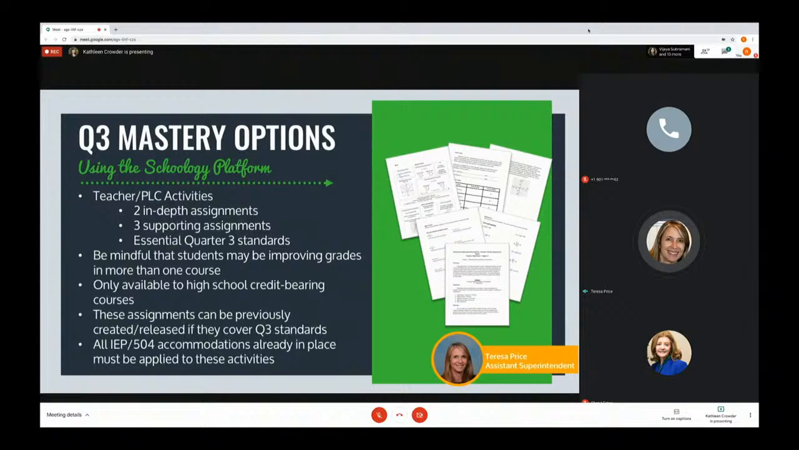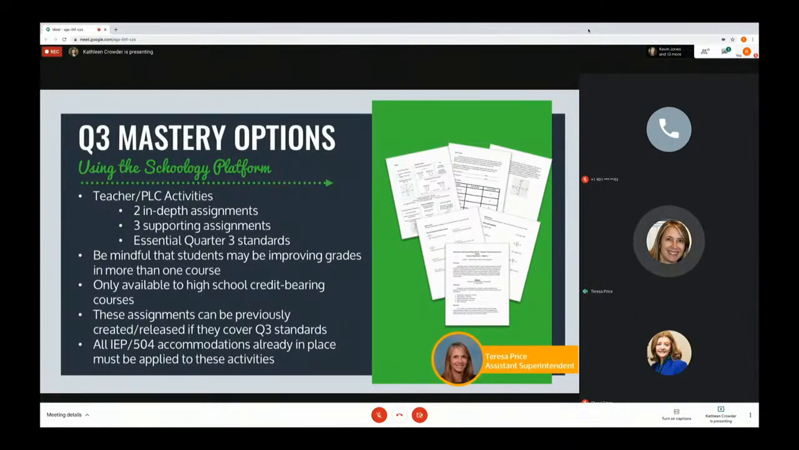We asked them to make sure that they were covering essential quarter 3 standards, and to be mindful that students may be wanting to recover grades in more than one course, so being mindful of how much time they're asking students to spend. We are availing this to all high school credit-bearing courses. If you refer to the SBAE rules, they went through for 11th and 12th grade. We feel like all high school credit-bearing students are in the same boat. They're not having that opportunity to bring up any grades in the fourth quarter, and that will be on their transcript. So the team felt this was in the best interest of all the students.